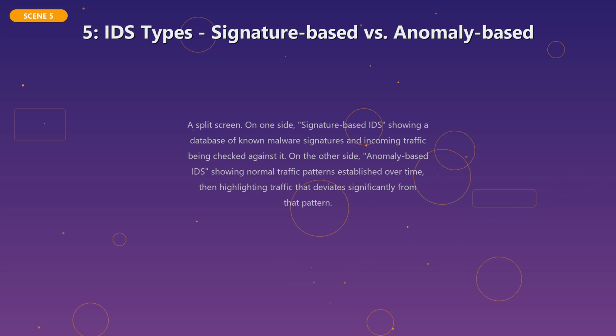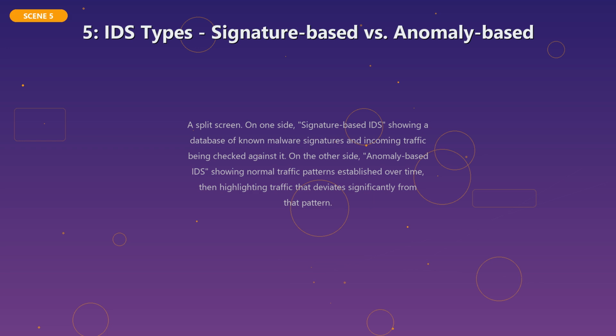For example, if a specific pattern of commands known to be used by a particular type of SQL injection attack is observed, the signature-based IDS will trigger an alert. Pros: highly accurate for known threats, low false positives for well-defined signatures. Cons: ineffective against new, unknown, or zero-day attacks for which no signature exists yet. It's always playing catch-up, requiring constant updates to its signature database. It's like having a wanted poster for every known criminal. You're great at catching them, but what about the new ones?